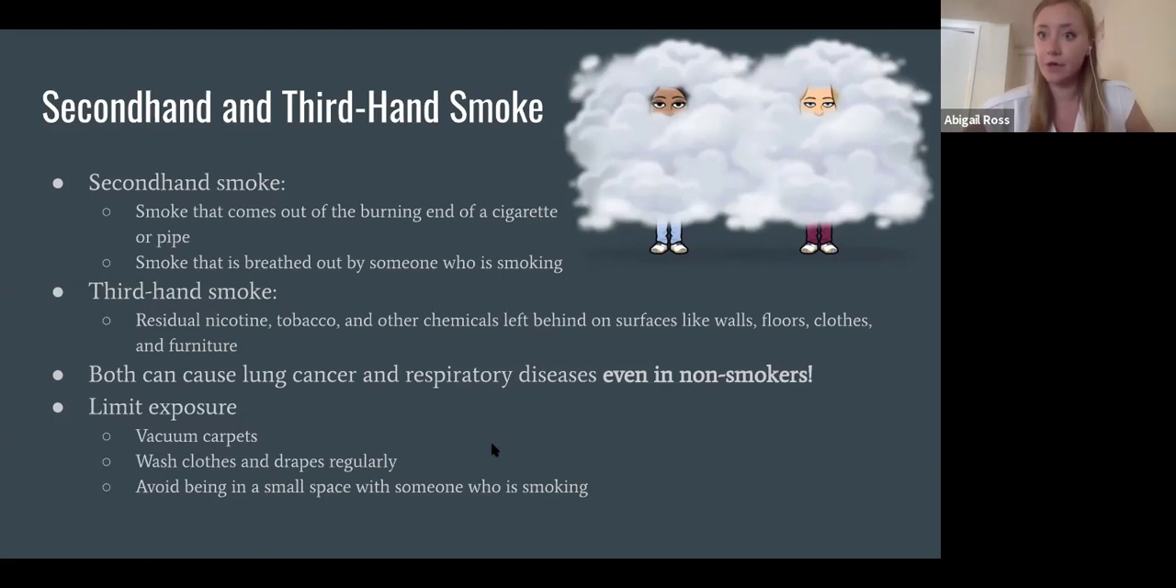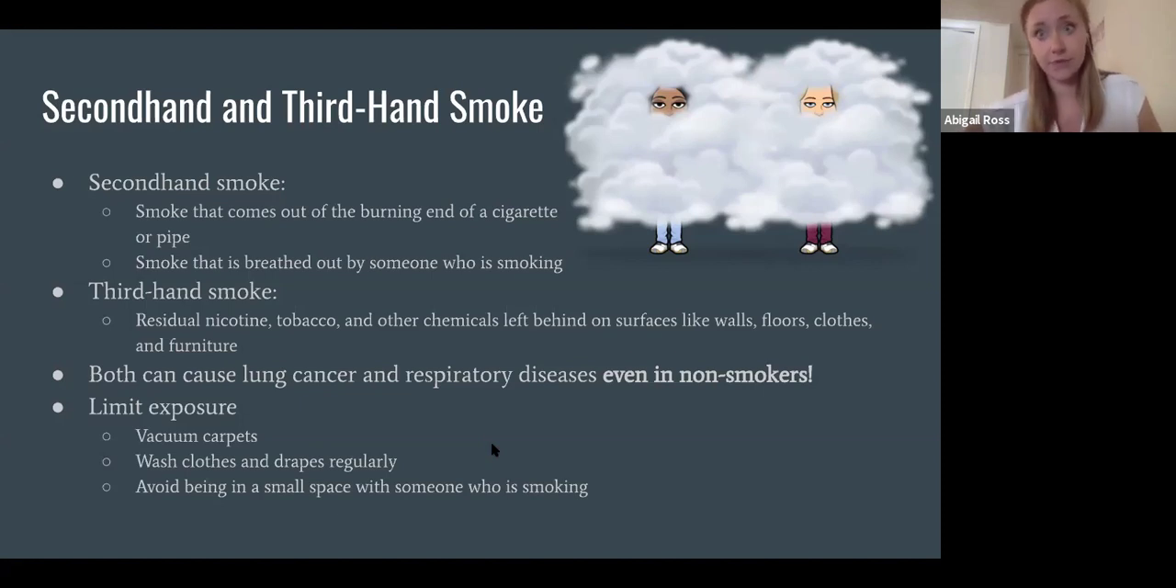And so this can be harder to avoid, especially if maybe you live with somebody who used to be a smoker or smokes. Even if they smoke outside, you may get it from their clothes. Or maybe if you live in an apartment building where somebody smokes or smoked in the past. And so both of these things can cause lung cancer and lung disease, even if you don't smoke, like I mentioned. So it's really important to try to limit your exposure.